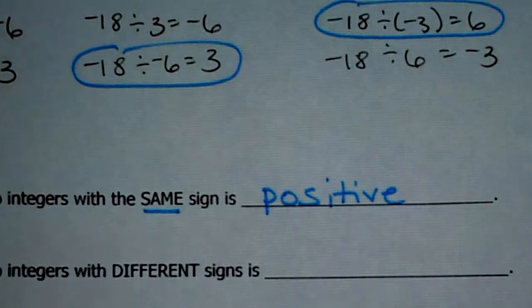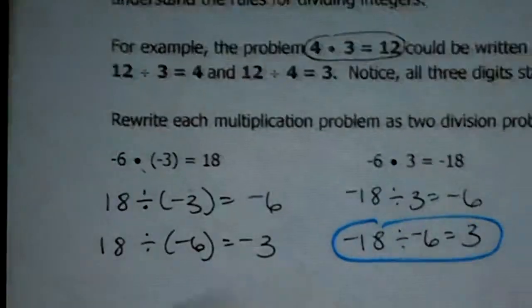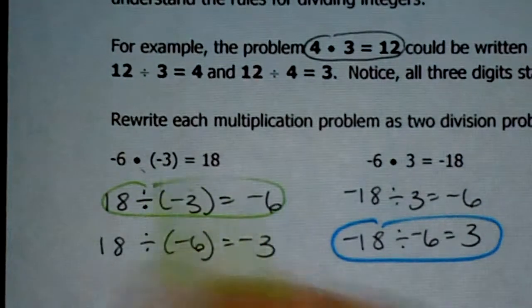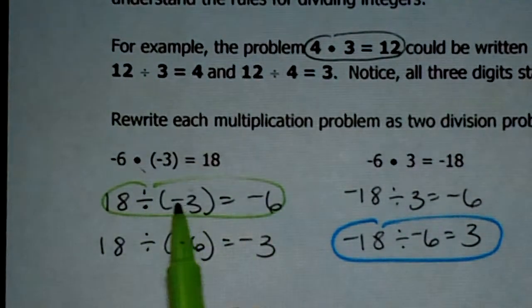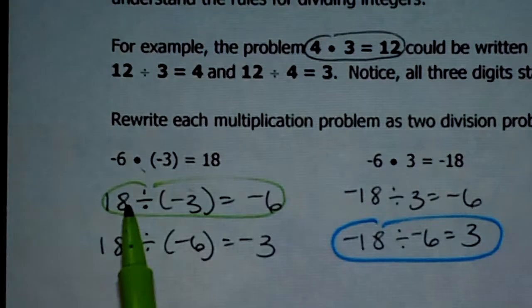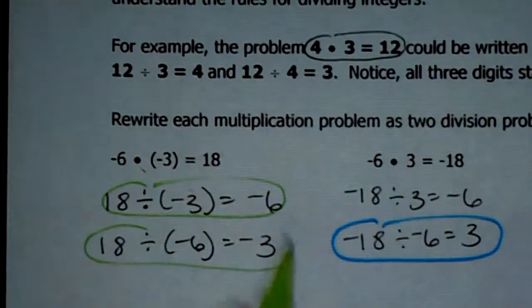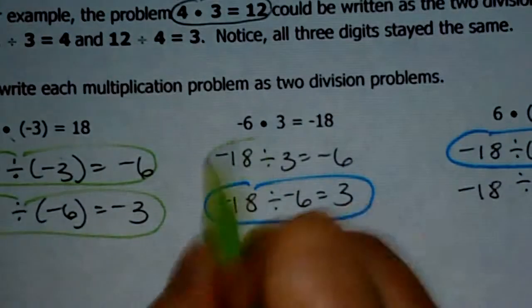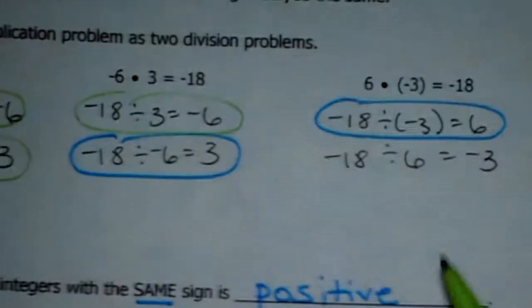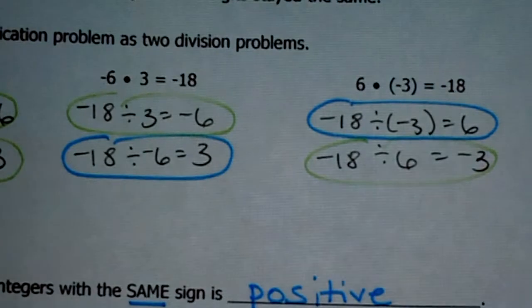Now take a look at when you have two different signs. That's the next one. So here I have two different signs and I get a negative. And I know it's not the same as addition because 18 is greater than 3 and 18 is positive. Here I have one of each. The answer is negative. One of each, the answer is negative.